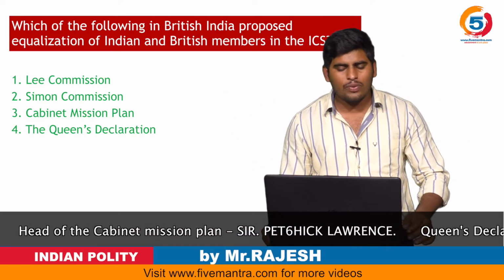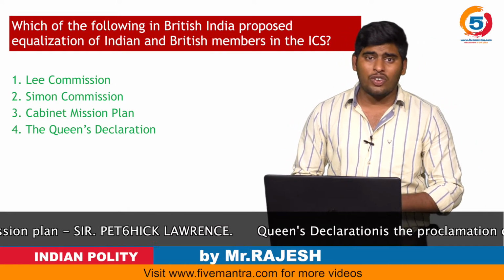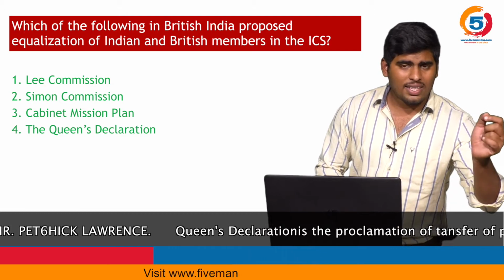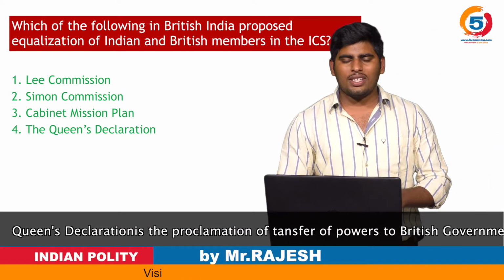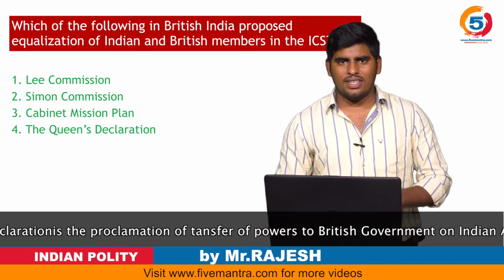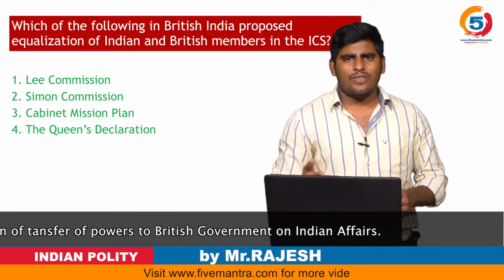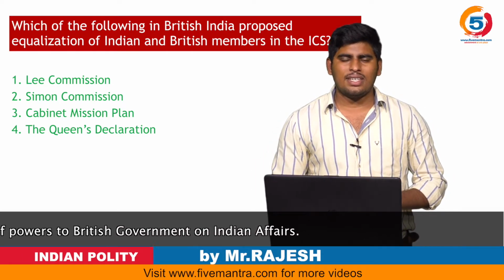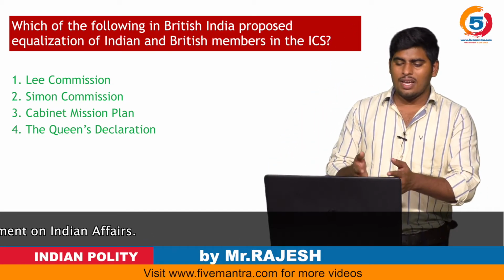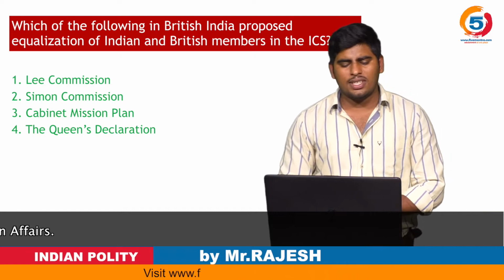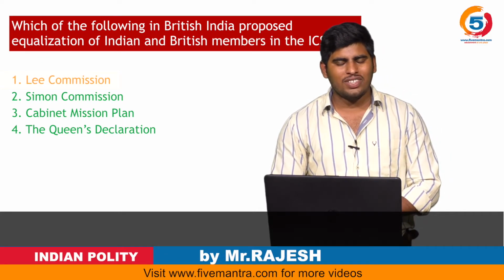And the Queen's Declaration. As I told you in the first question, it is the Government of India Act 1858, where there is a transfer of power from the East India Company to the Government of India. That transaction came under the Queen's Declaration at Allahabad Darbar in 1858. That is the concept of Queen's Declaration, and here equalization of Indian and British members in the Indian Civil Services is proposed by the Lee Commission. The first option is the correct one.